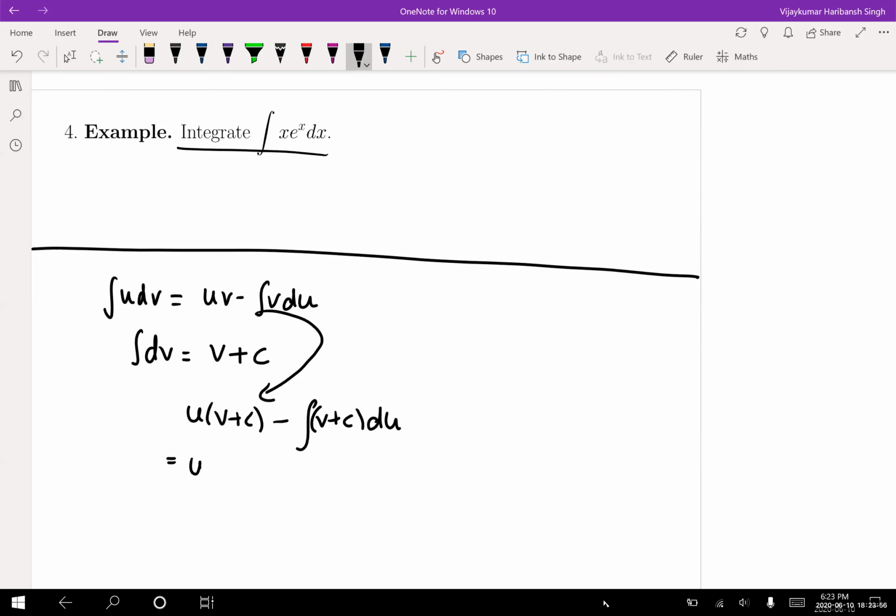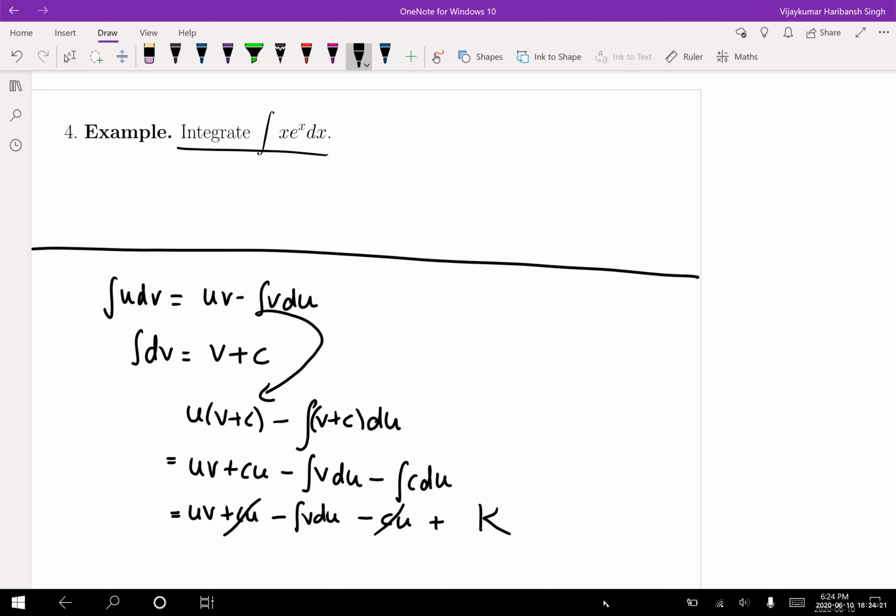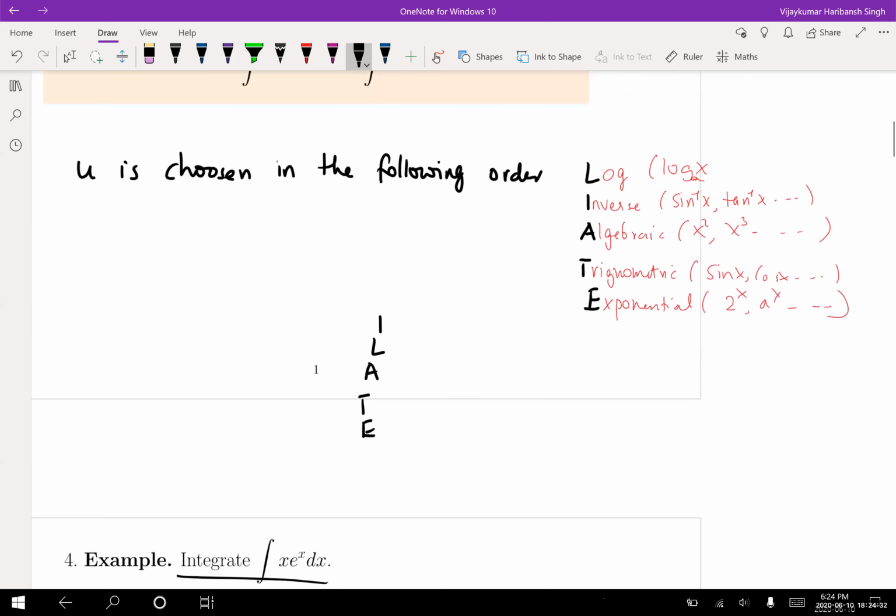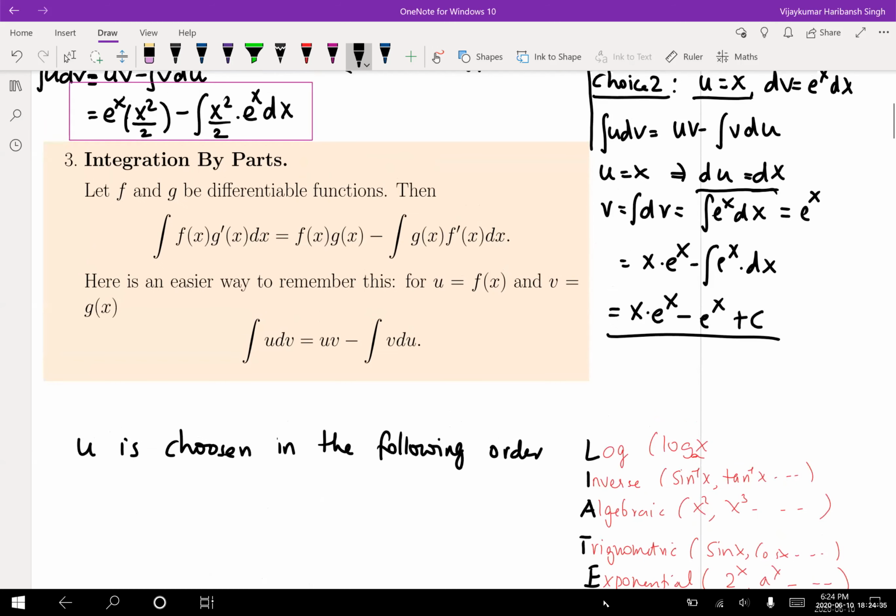So this is going to be uv plus cu minus the integration of v du, minus the integration of c du. That is going to be uv plus cu minus the integration of v du; c will come out. What is the integration of du? It's basically u plus some other constant k. So you see these two terms will cancel out and you get the same answer. That's why when you're integrating v, you do not add c. You only add one c at the end to indicate the constant of integration.